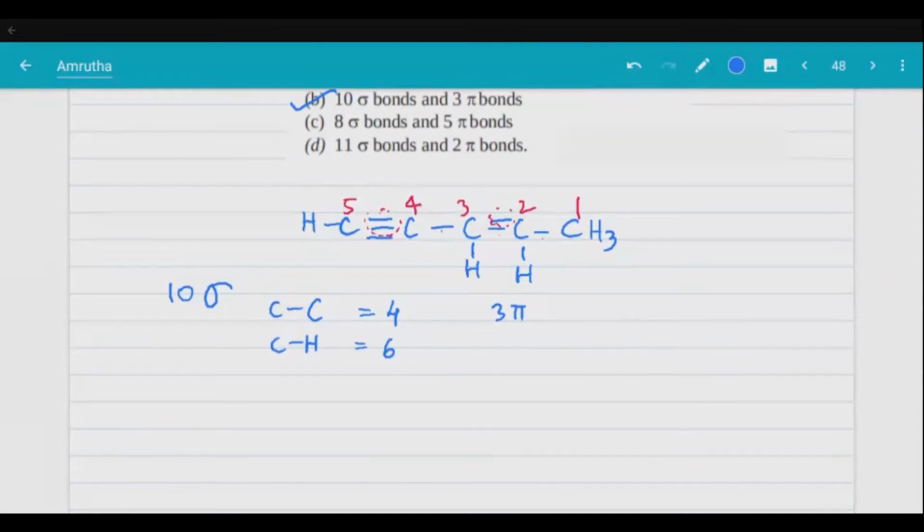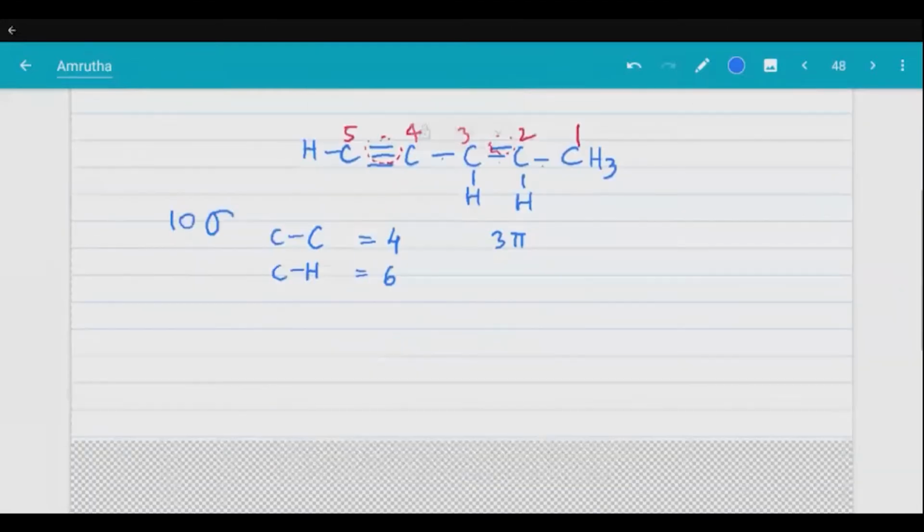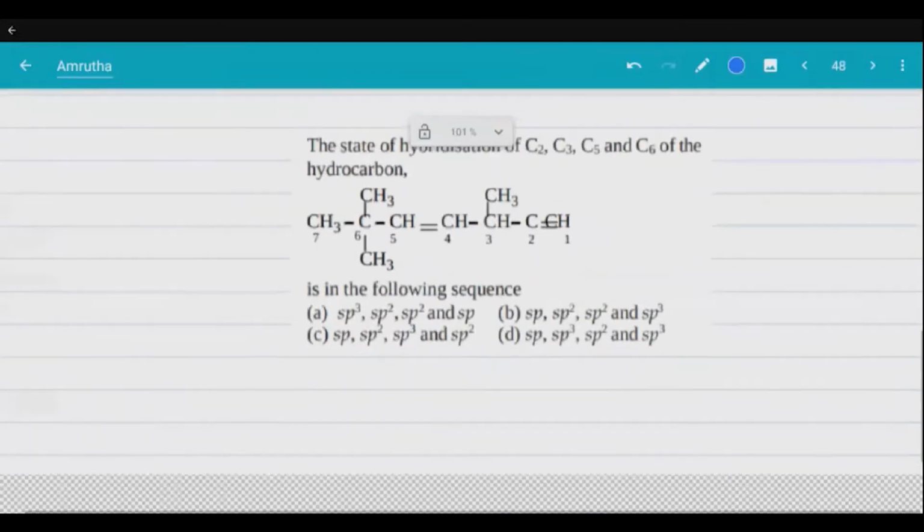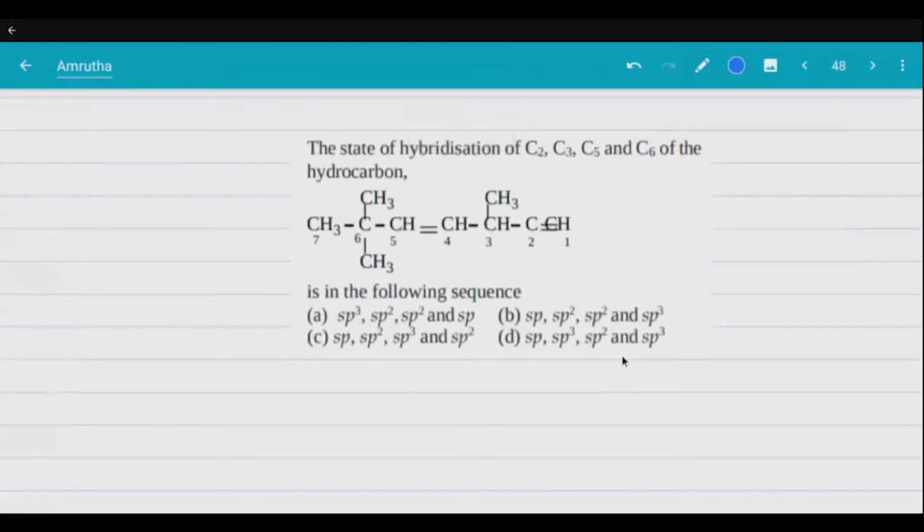Next question. Try this now. State of hybridization. How do you find hybridization? What simple trick you have? Please try that.